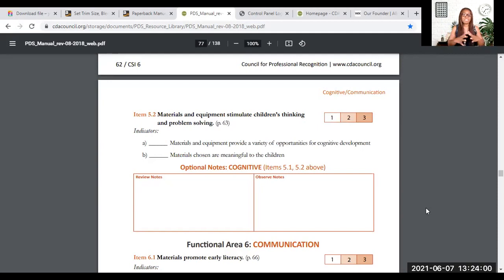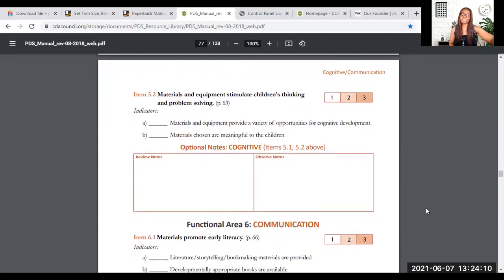Like I said, if everything isn't out, we should be able to see it labeled in the different centers that stimulates their thinking and problem solving. And remember, we're listening to see how you sound if they come over to you and ask you something about a toy instead of doing it for them. We want to see that you encourage their problem thinking skills. So instead of doing these things for them, maybe ask open-ended questions on how they can fix it and things like that.